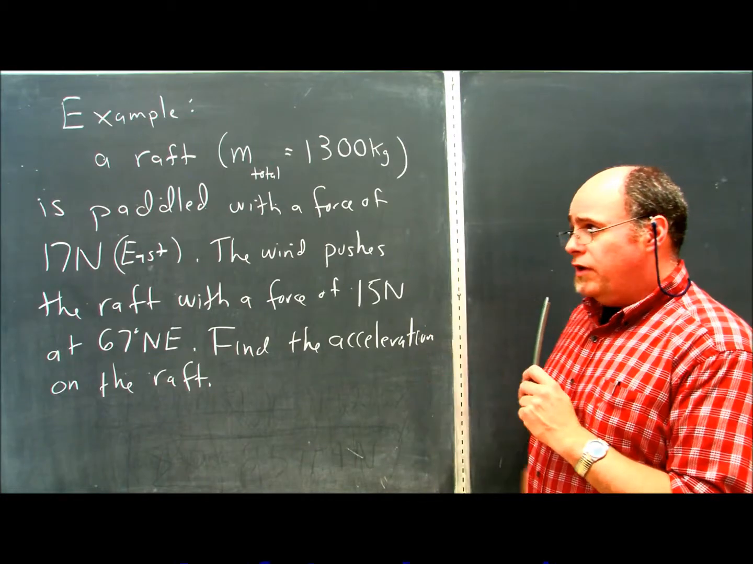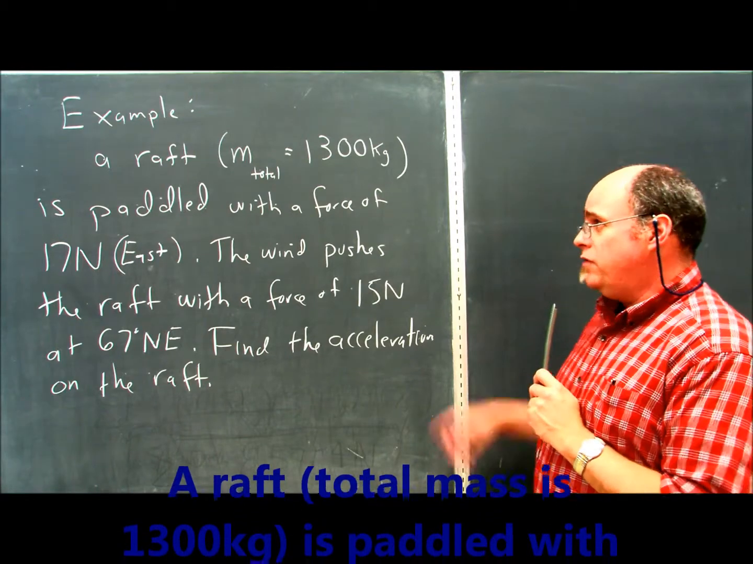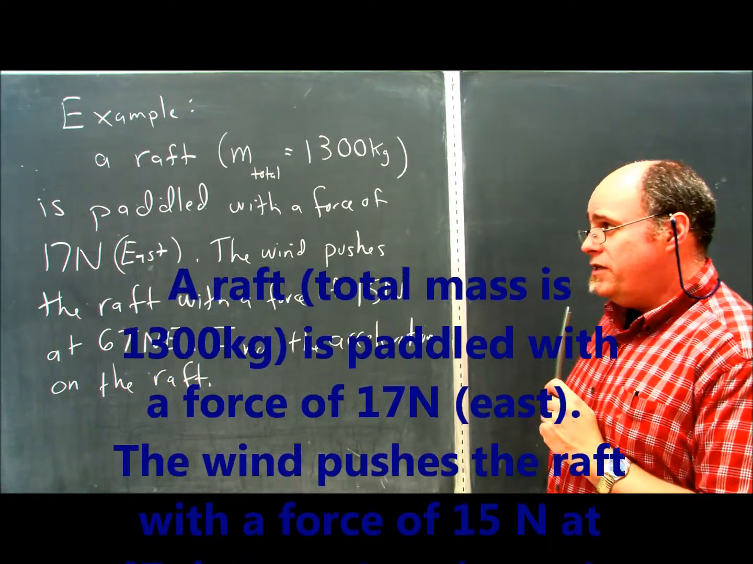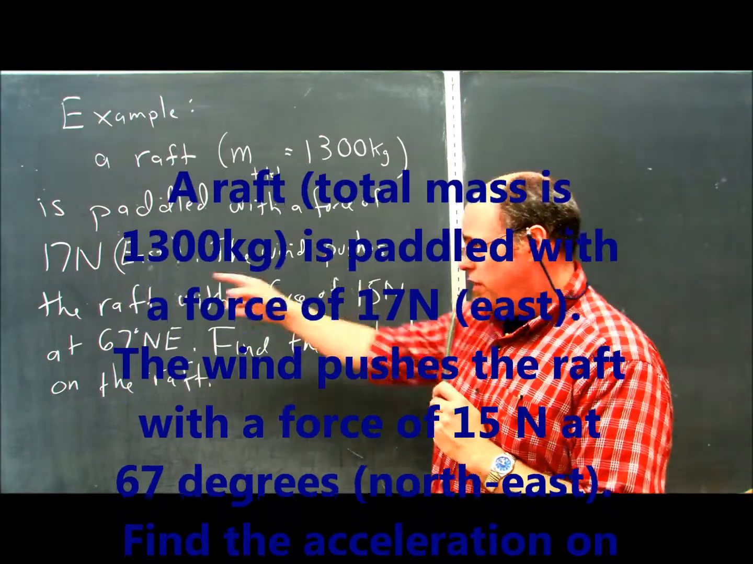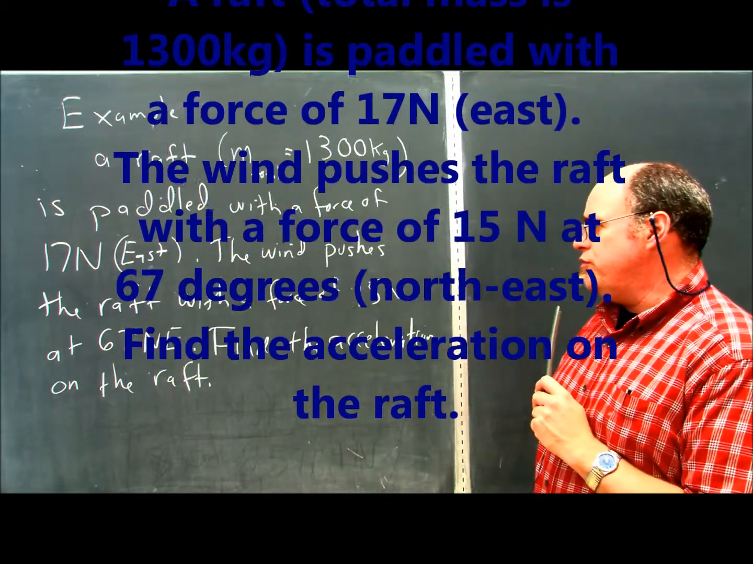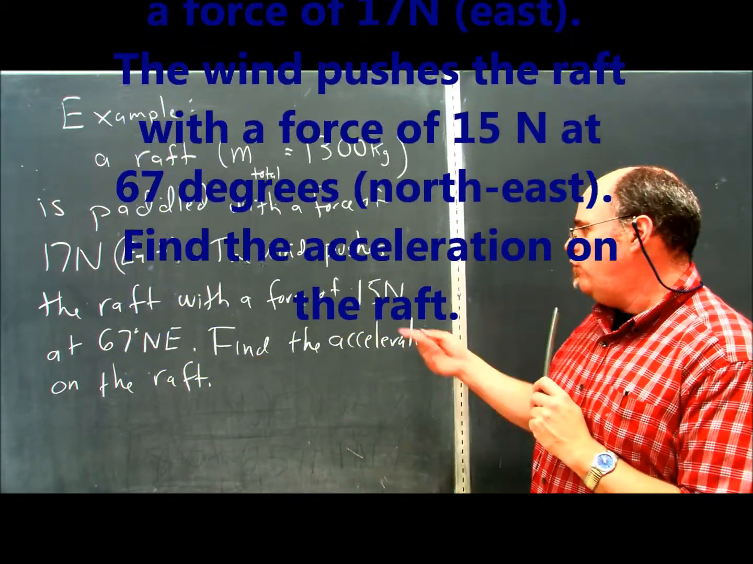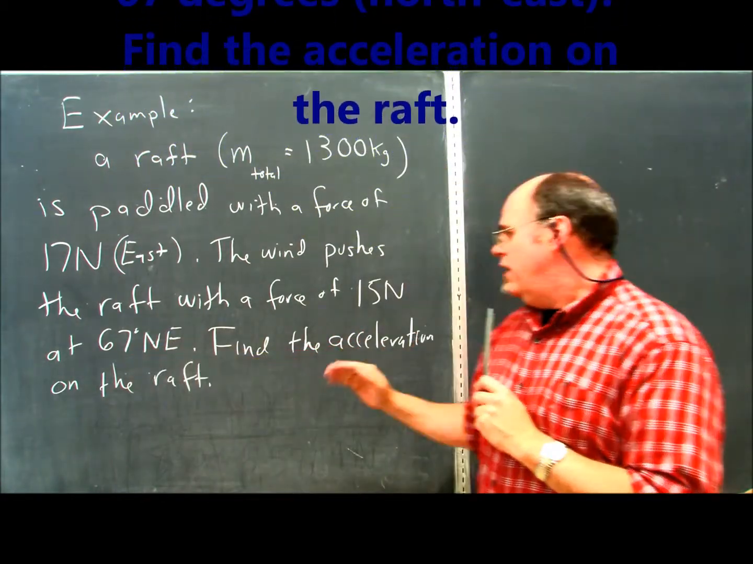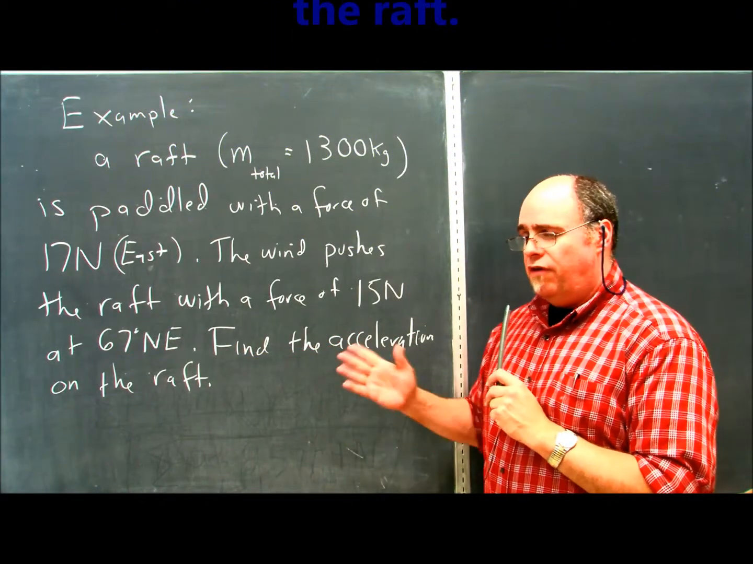Okay, so here we have another example. The example says we have a raft, and they give us the total mass. The total mass is 1,300 kilograms, and the raft is being paddled with a force of 17 newtons going to the east. The wind is also going to push on the raft with a force of 15 newtons, at an angle of 67 degrees northeast. The question is, find the acceleration of the raft.